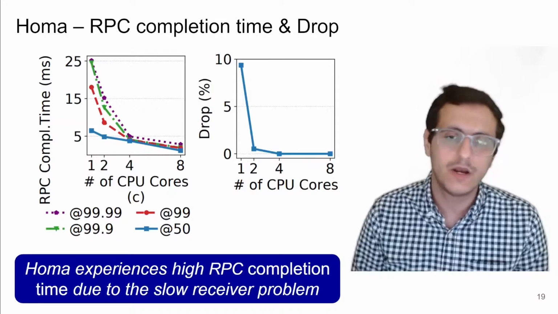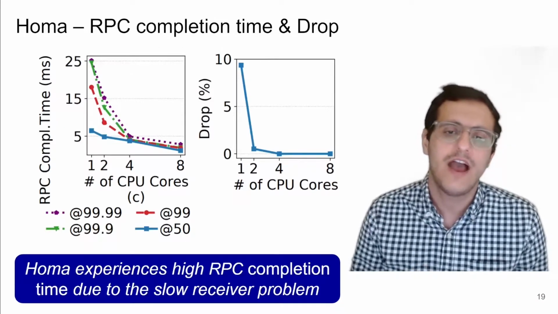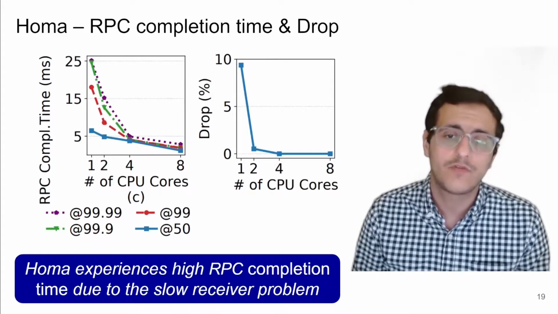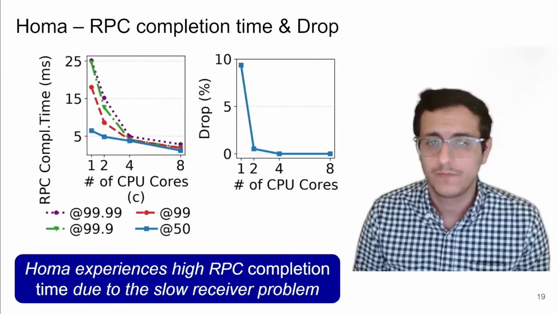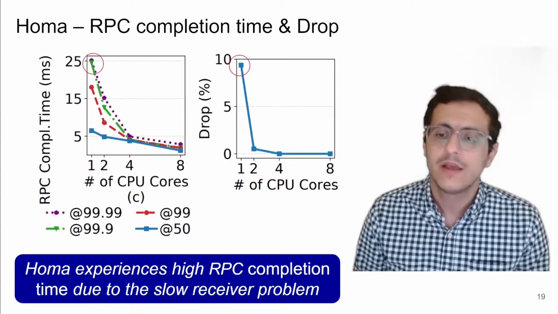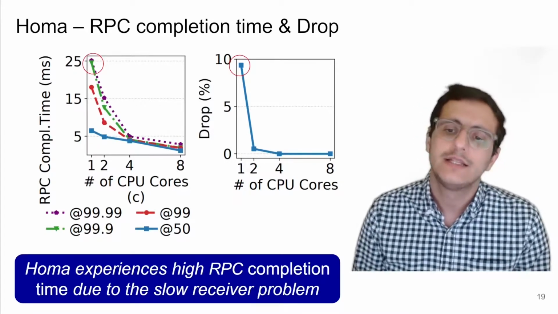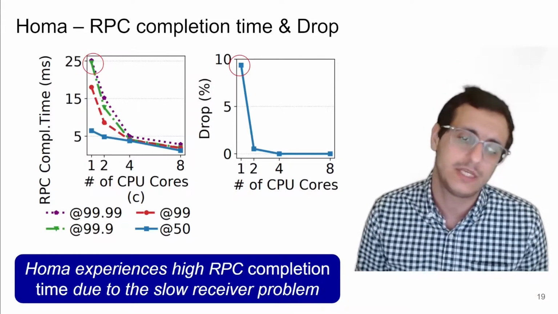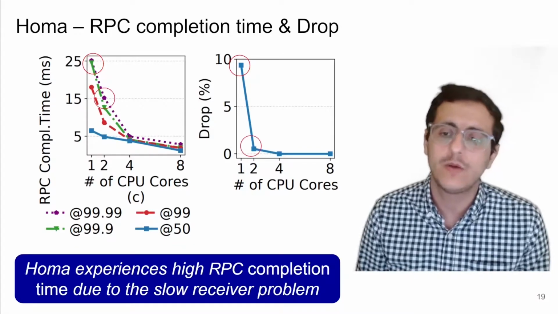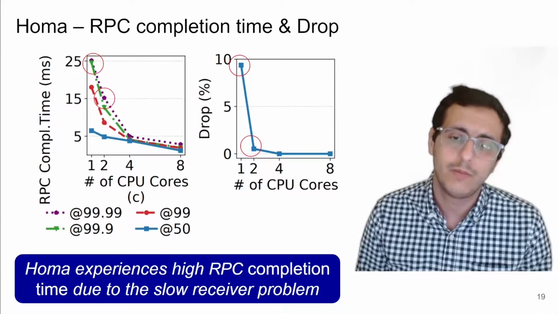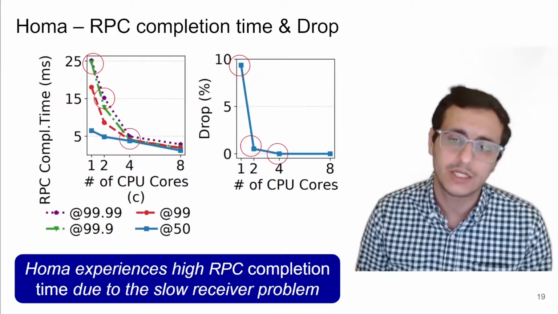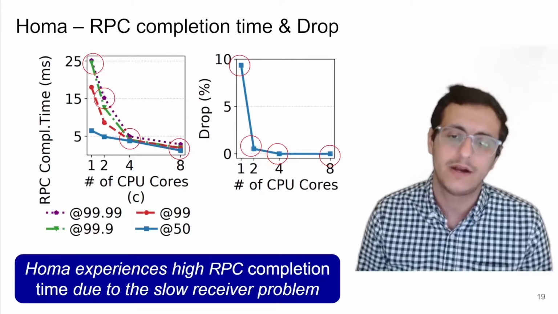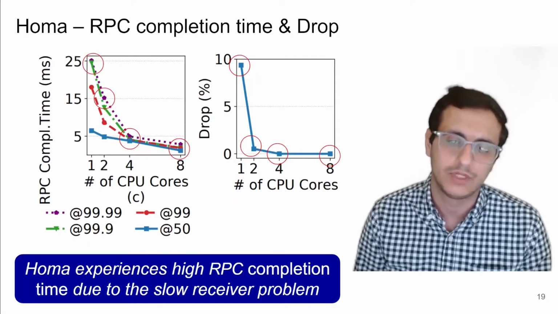Third insight, packet loss occurs in the presence of Homa, a state-of-the-art congestion control protocol. We conducted an experiment to understand what would happen if we have a server application based on Homa that has fewer cores than it's supposed to. In this particular case, where we have one single core, we see a 10% drop ratio that impacts RPC completion time significantly. And as we increase the number of cores available to the Homa server application, we see less and less packet loss, and eventually better overall RPC completion time.